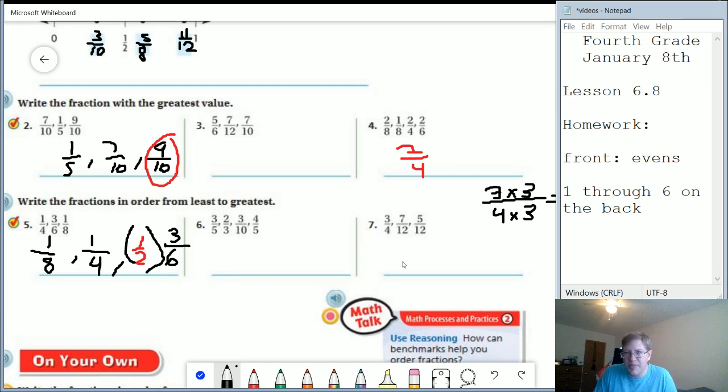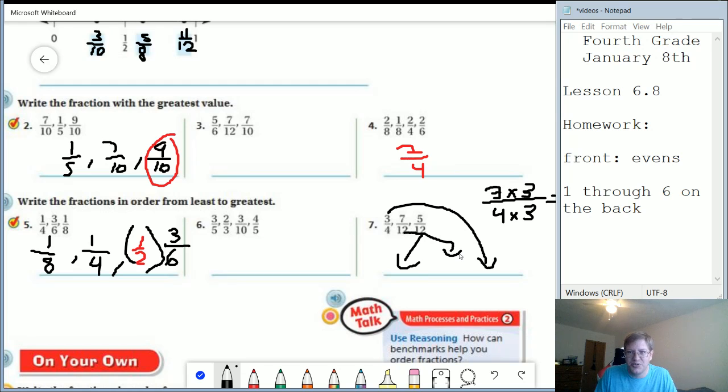And so now I can compare. So 5/12 compared to 7/12 compared to 9/12. So in that order, 5/12 is going to go first, 7/12 is going to be in the middle, and then our 3/4 is going to be the greatest.